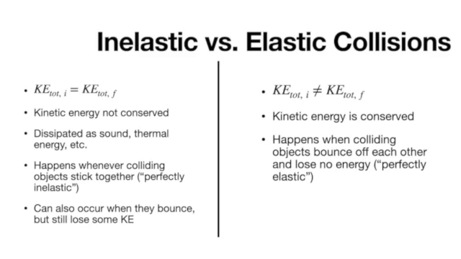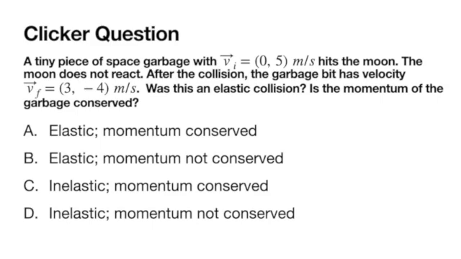It's just calculating kinetic energies and comparing. Let's do a clicker question. We have a piece of garbage floating through space with some initial velocity in the y direction, and it hits the moon. The moon doesn't react, which just means it doesn't move, right? So we'll just consider the moon as huge and immobile.